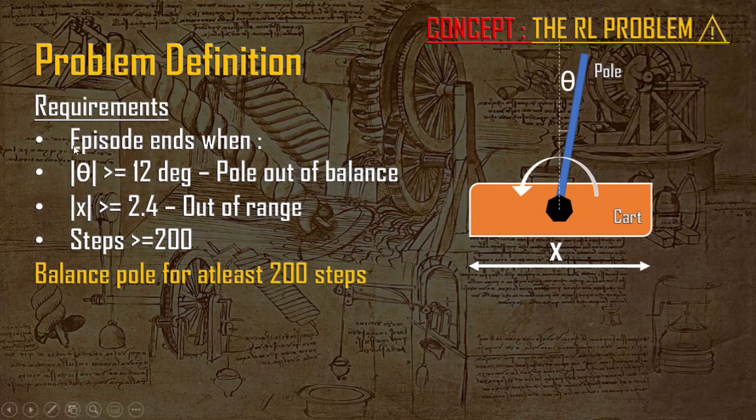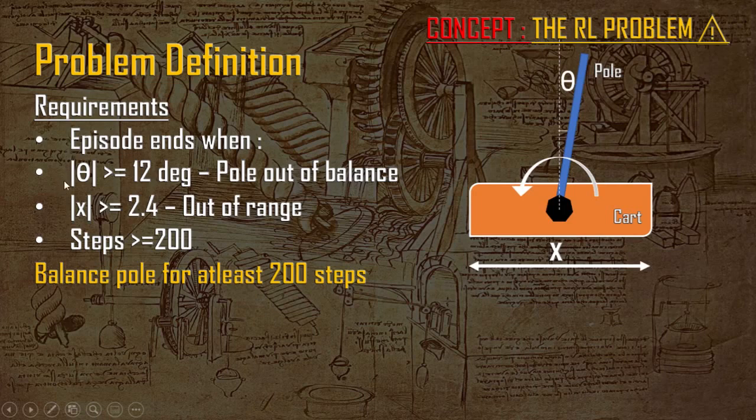So we see that the episode would end when the agent balances the pole for at least 200 steps. Now this is again a number. You can also take maybe 100 or 150, and you can experiment with different things and try out. For this particular problem, I'm taking 200 steps. If the agent learns to balance the pole for 200 steps, then we should be fine with the problem. Then the problem is solved, and we should end the episode.